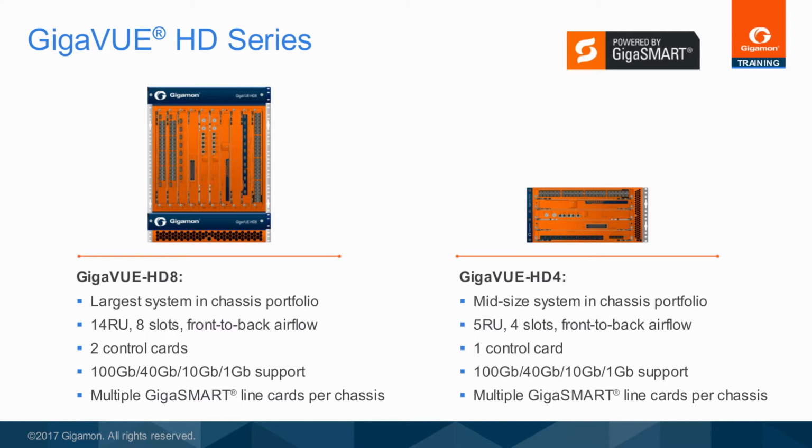The primary difference between the two HD chassis is found in the rack space requirement and the number of control cards. Refer to the HD Hardware Installation Guide and User Guides for the most current list of supported line cards, maximum supported quantity of each type of line card per chassis, and the latest features and options.